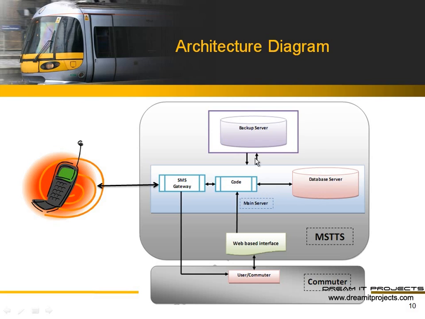Now we have a backup server in case this database server goes down. So the backup server will take the place of this database server. At any point of time, if there is a failure, the service will not be affected. It will be taken up by the backup server. Clear? Again, through a web interface, the user can check the history of all the tickets he has booked from the SMS. He can refill the account balance. What is the account balance? All those things can be checked through a web interface also. Clear?